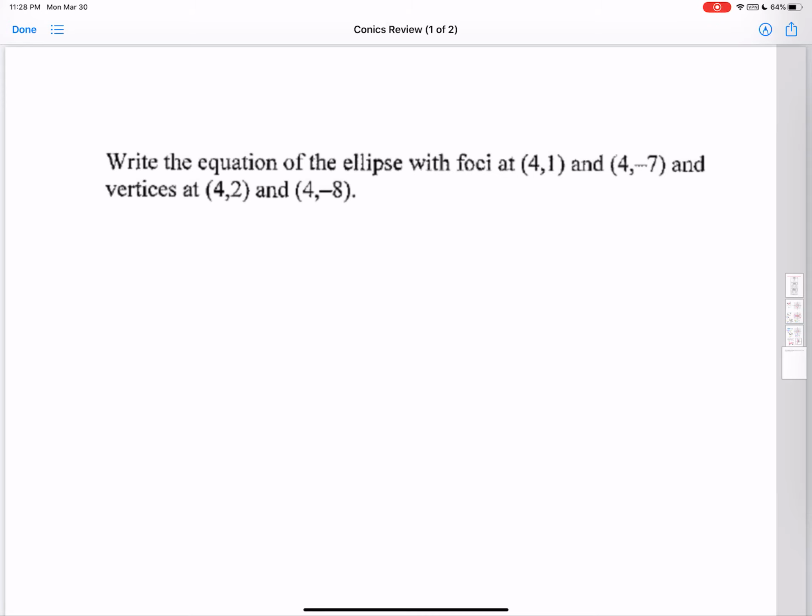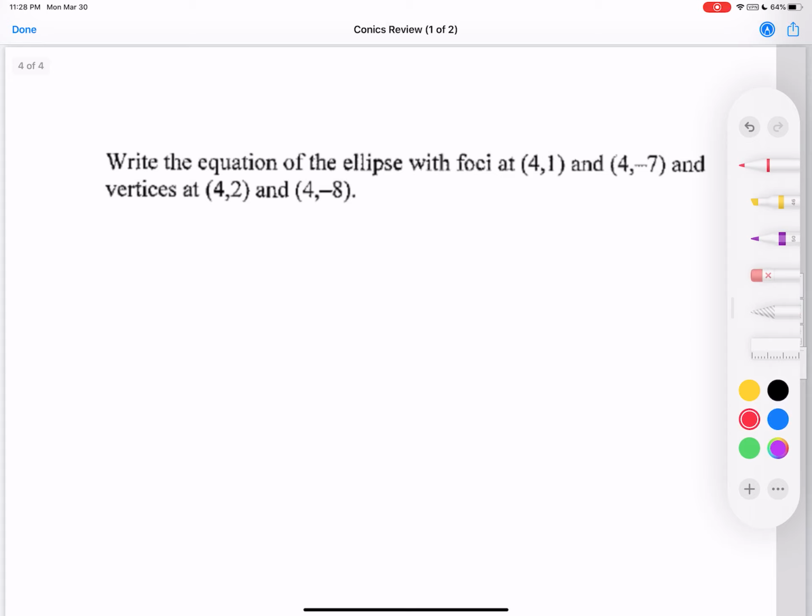And to figure out our center, we need to take a look at our information and ask ourselves, is this going to be a horizontal or a vertical ellipse? They told us it's an ellipse. It says, write the equation of the ellipse, so we already know it's an ellipse. The question is, is it horizontal or vertical? What I noticed is that the x values stayed the same. So our foci and our vertices, we know they have to be on the same axis. And since the x values are the same and the y values are changing, well, that means it has to be a vertical ellipse.